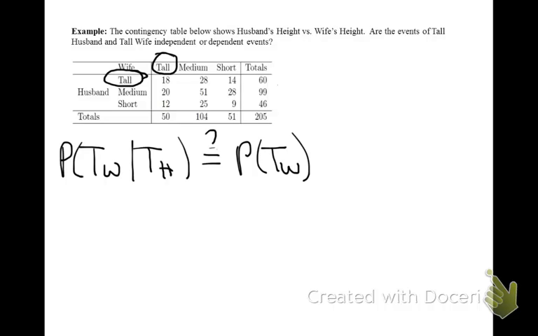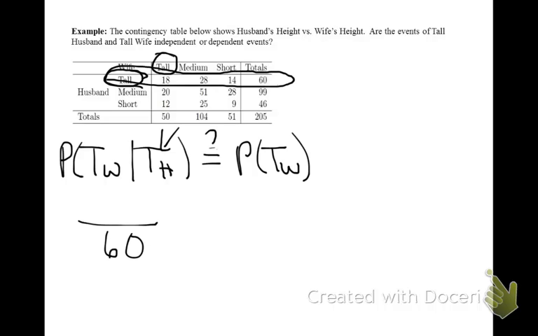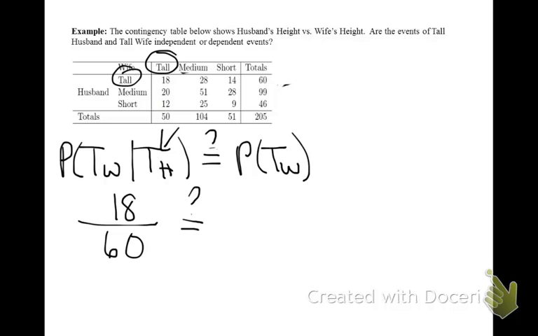So let's start with the given. We know ahead of time the husband's tall. That means this is all that exists for us. That's our sample space. Now out of these 60 tall husbands, how many of them also had tall wives? 18. Coming to the right-hand side of the equation, the probability of a tall wife, well, that's 50 wives that were tall out of 205 total. These two values will not come out to be the same number, so they're not independent events.